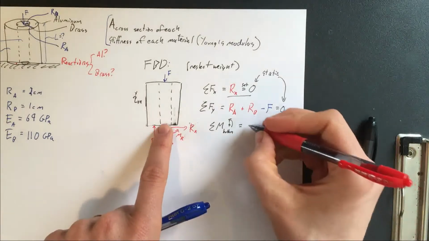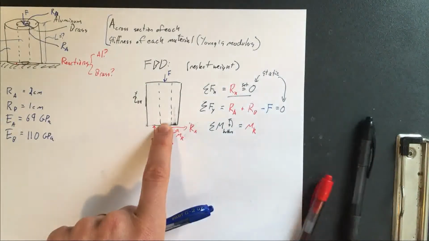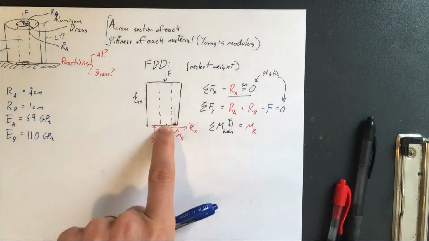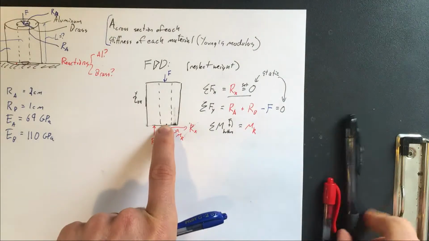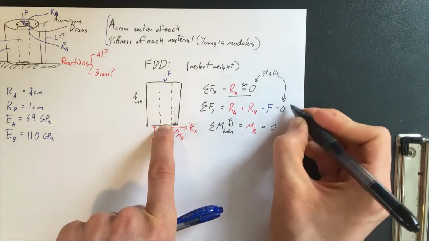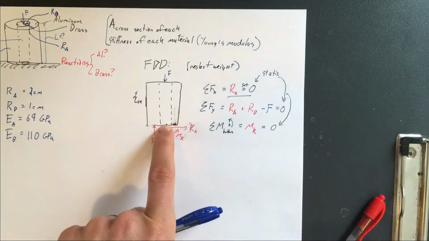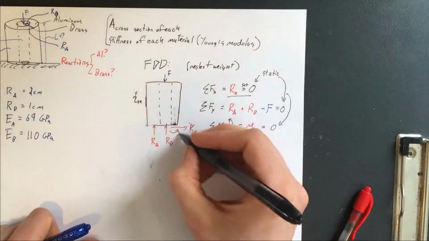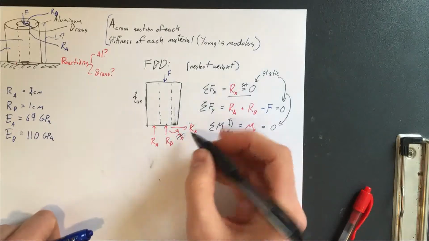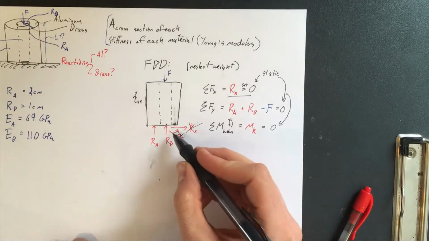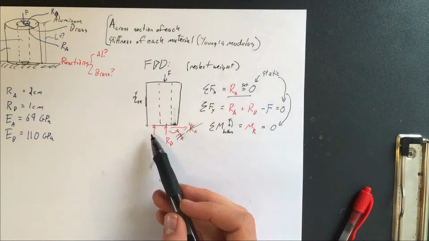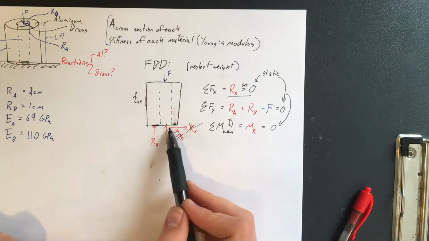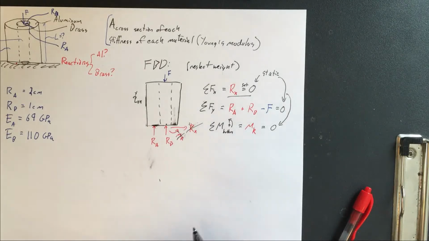I guess we would have Mr, and F goes through this point as well, so that's not going to apply any moment. And that too we set equal to 0 because it's static. So we conclude there doesn't really need to be a reaction moment here either. So no X reaction force, no reaction moment, 2 Y reaction forces, one part of it applied to the aluminum and one part of it applied to the brass.